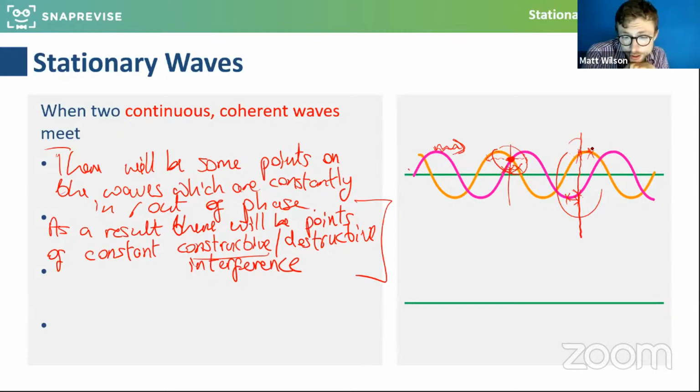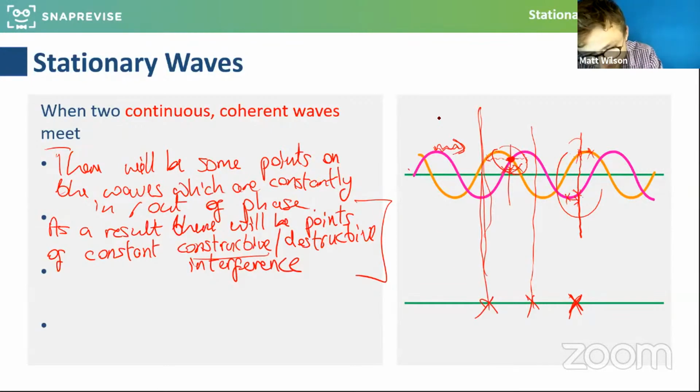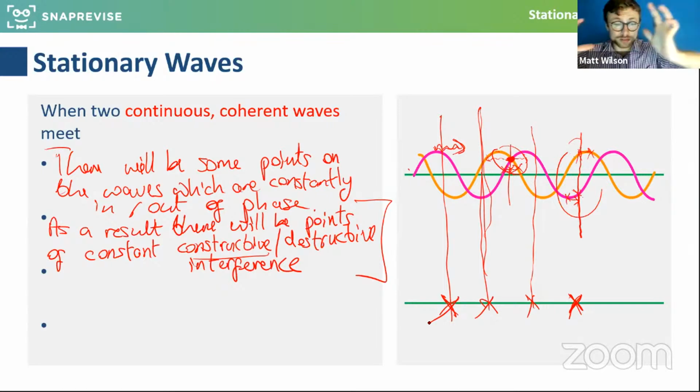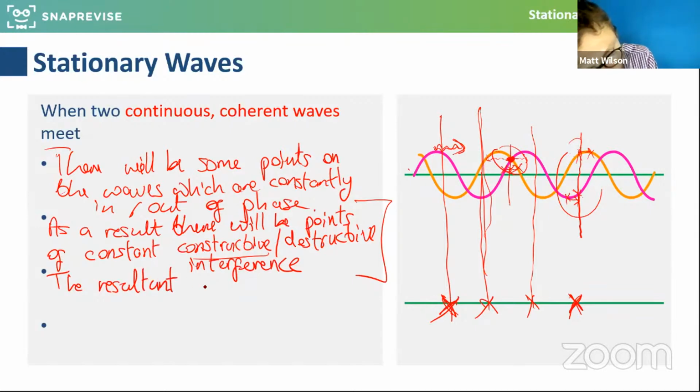So as a result, there are going to be some fixed points in the resultant wave, the superposed wave, that are never moving. So this point here, there's going to be another one here where the waves are working against each other. Waves are working against each other here as well, and here. All these points, there's going to be no displacement at all. In the rest, the resultant wave, well, it can't move left or right, the wave that we get in the end, because these points are fixed. They're always going to stay still. So instead, the resultant wave appears to stay still.